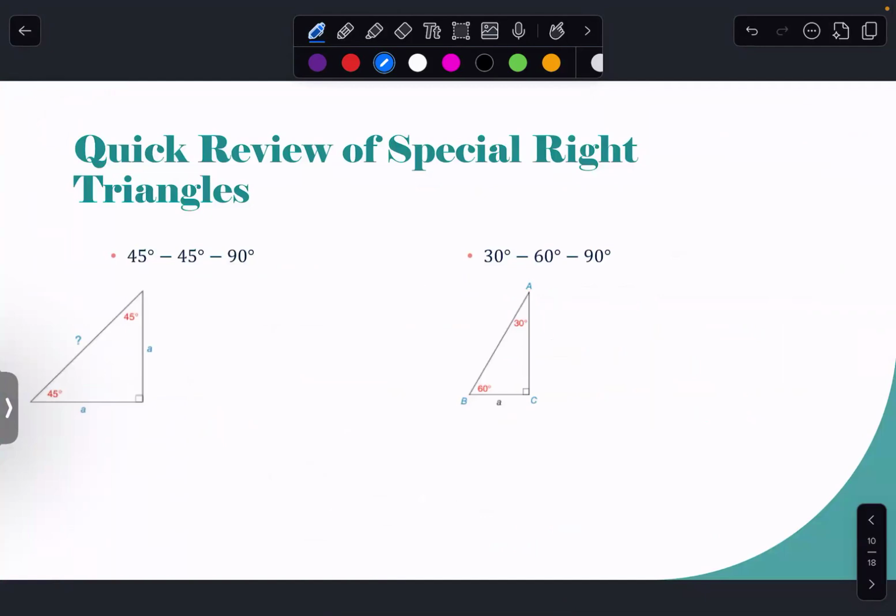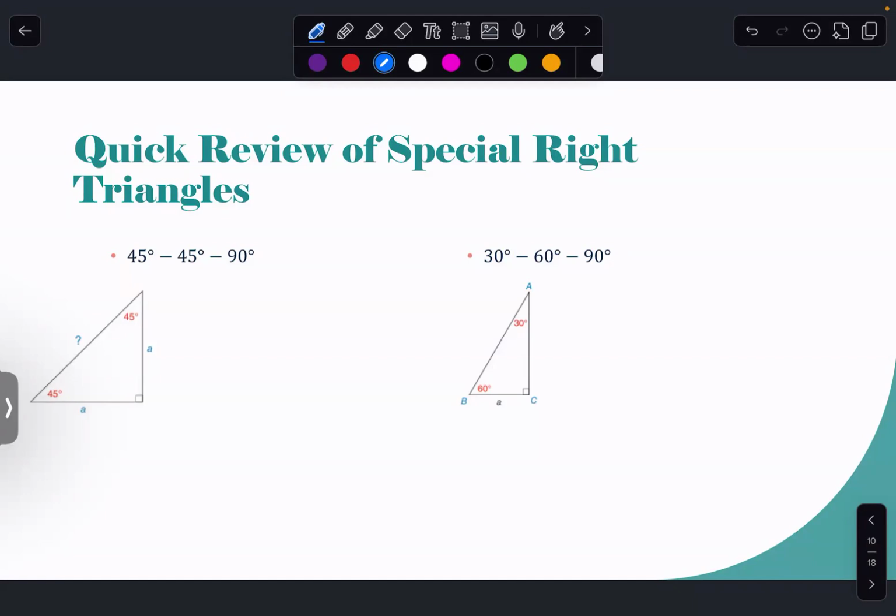Now, quickly, I'm going to review special right triangles because this might make our process a little faster when we're working with right triangles. So first of all, there's something called a 45, 45, 90 triangle. Triangles have a total of 180 degrees, so if I add 45, 45, and 90, I get 180. This one is special because I can find its sides fairly easily by using the Pythagorean theorem.